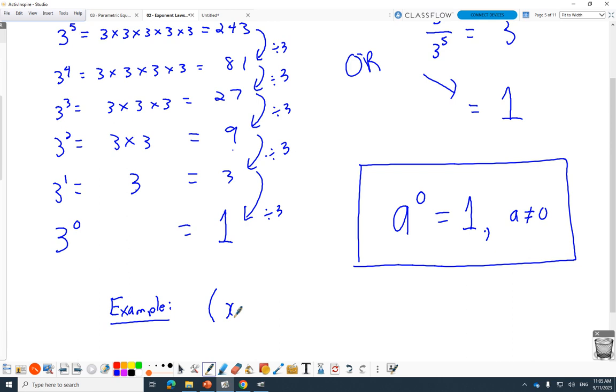X squared y cubed all to the power of 4 plus xy all to the power of 9 minus x to the exponent 0. Math teachers think this is hilarious because students all go, ah! But the answer is 1, because it's got an exponent 0 on it.